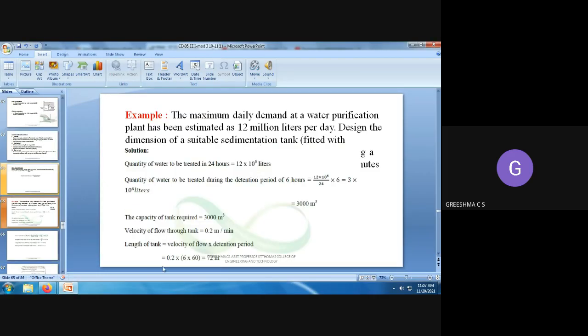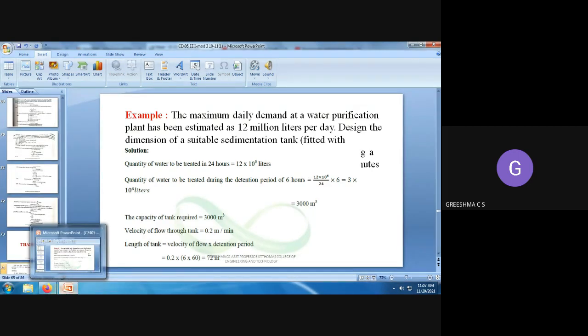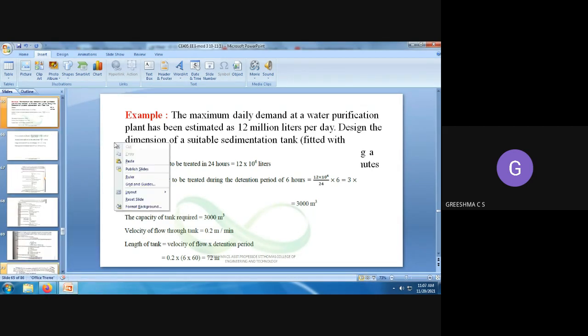I think I have almost covered all the theory portions now. Now we can go to the problem. I'm very sorry to tell you that the portion is pretty large. There is a lot of theory and problems. So now we can do yesterday's problem.